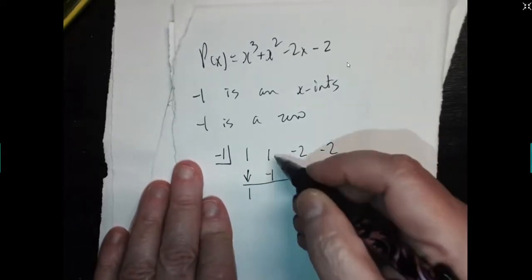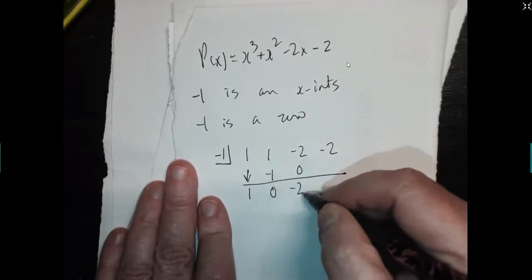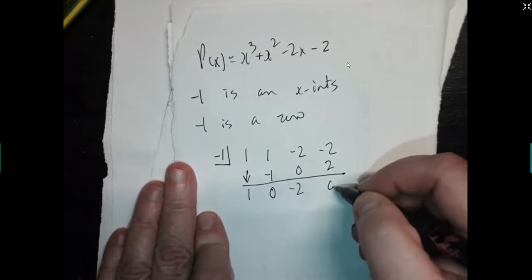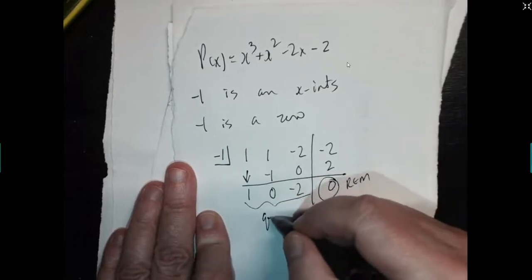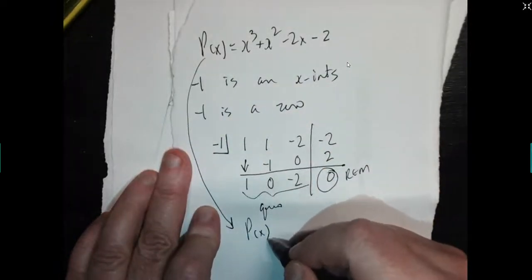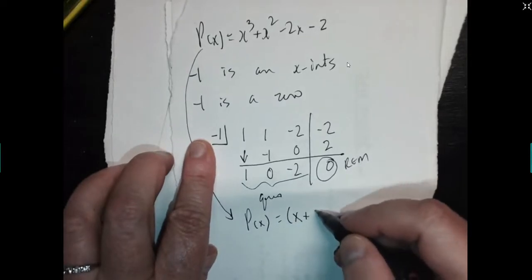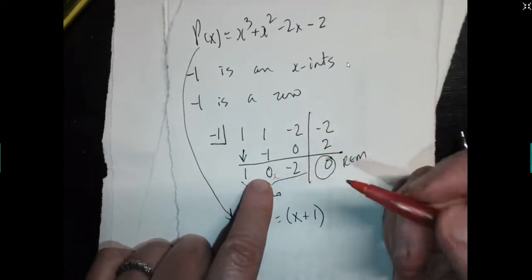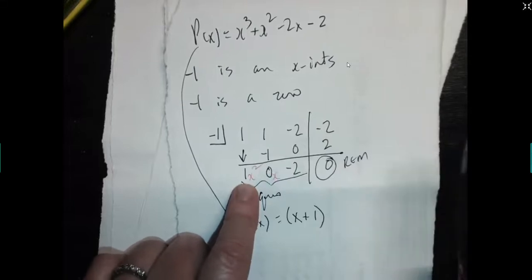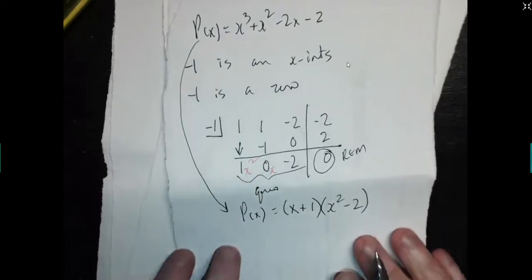One times negative 1 is negative 1, and I add. 0 times negative 1 is 0, and I add. And negative 2 times negative 1 is positive 2, and we add. That's my remainder. That's my quotient. And so now I can rewrite p of x as the divisor, which is x minus the number in the box. So x minus negative 1 times the quotient. That's my constant. That's my coefficient for x. That's my coefficient for x squared.